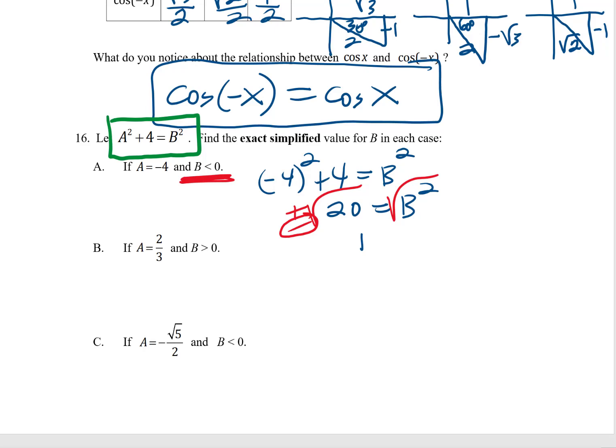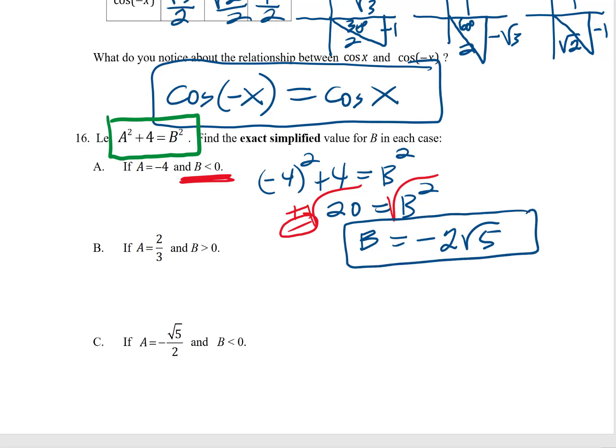All I need to do now is simplify. I'm keeping the negative. 4 goes into 20, so I know a 2 will come out, leaving me with 5 on the inside. And here then is the final answer. B is -2 √5. Okay, let's try the second one.